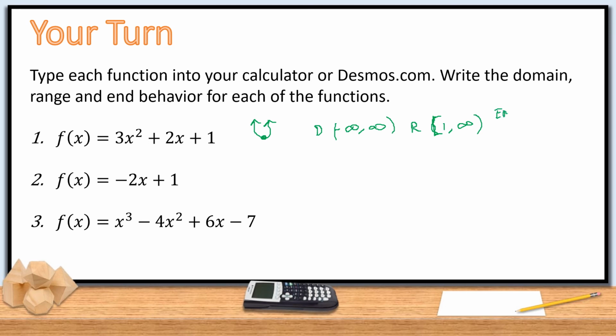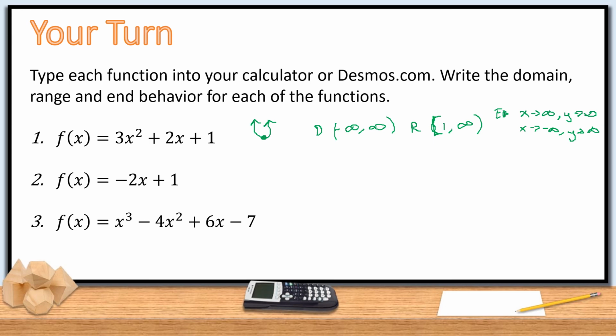And our end behavior, as x goes towards positive infinity, y goes towards positive infinity. As x goes towards negative infinity, y goes towards positive infinity. Apologies for the bad handwriting there.